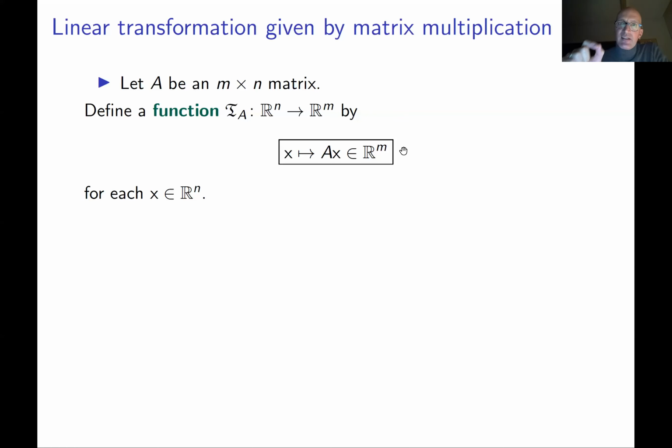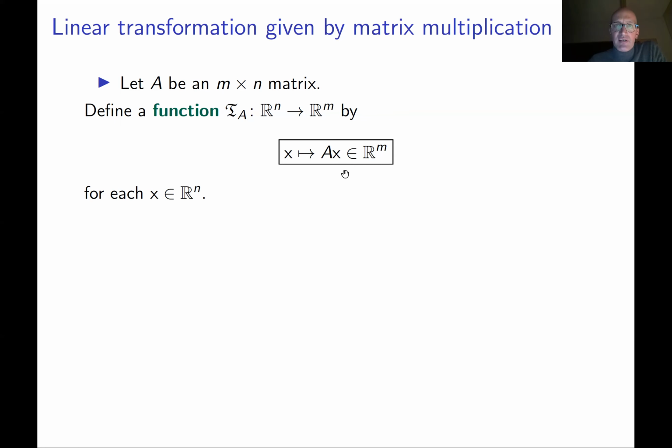You take a vector x in n-dimensional space, you multiply it by your matrix A, and you get a vector in m-dimensional space. Okay, small remark, important remark, which I already mentioned many times. When you take this product Ax, what you get is a linear combination of columns of matrix A with coefficients, entries of the vector x, coordinates of the vector x. Of course, this linear combination lives in m-dimensional space.